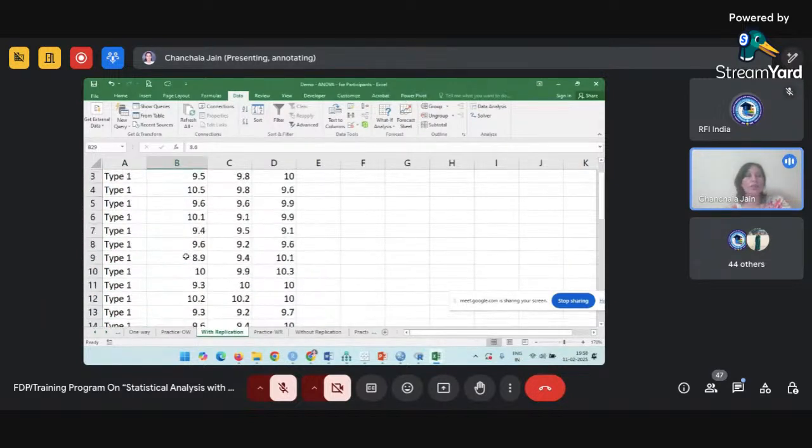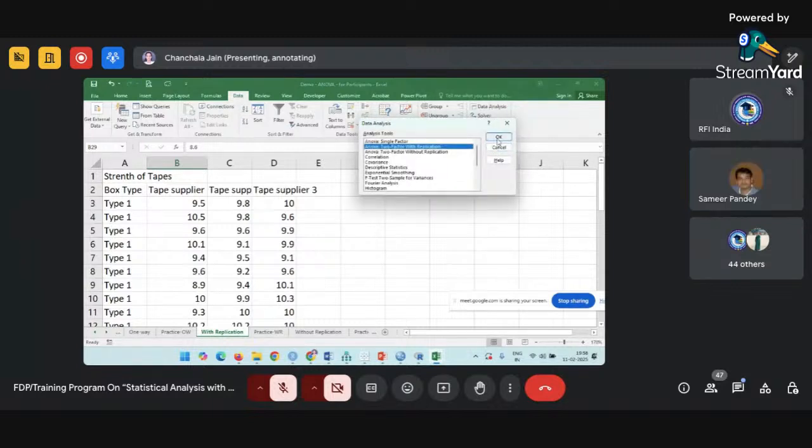Must condition means what? Whatever categories you have, you need to replicate both categories exactly the same number of times. If the first category is repeating 15 times, the second should also be repeated 15 times. If the first is repeating 20 times, the second should also repeat 20 times. This is the main thing you need to consider when you are talking about the two-way ANOVA with replication case, right?